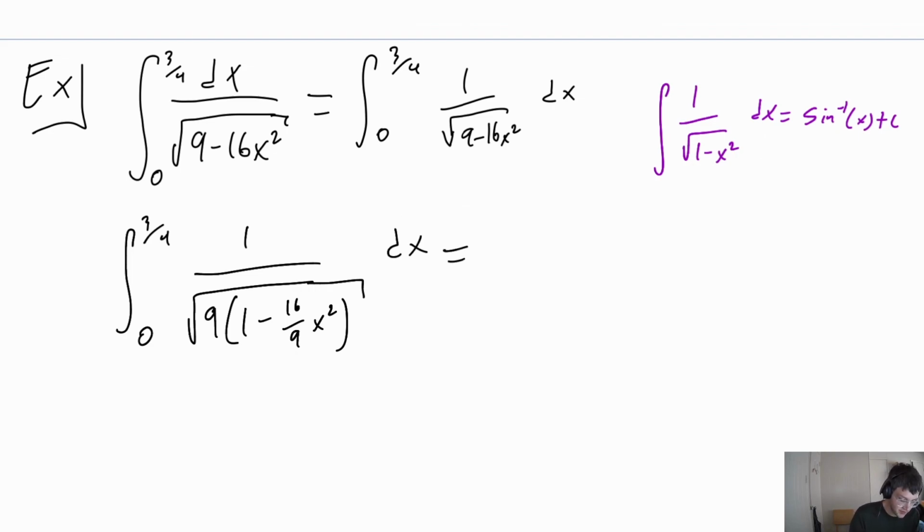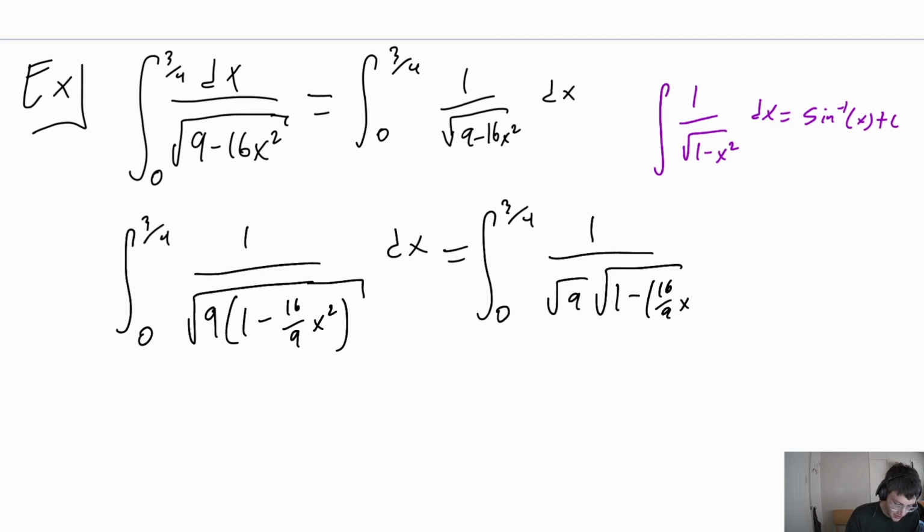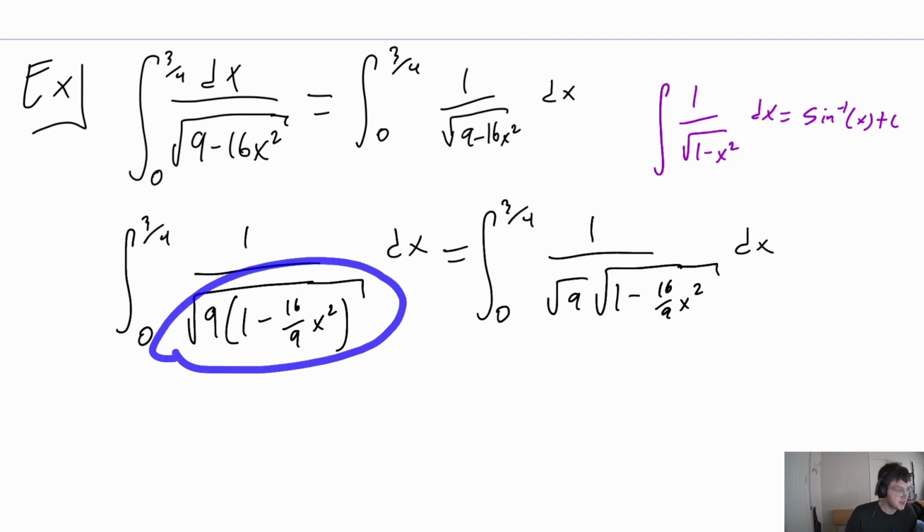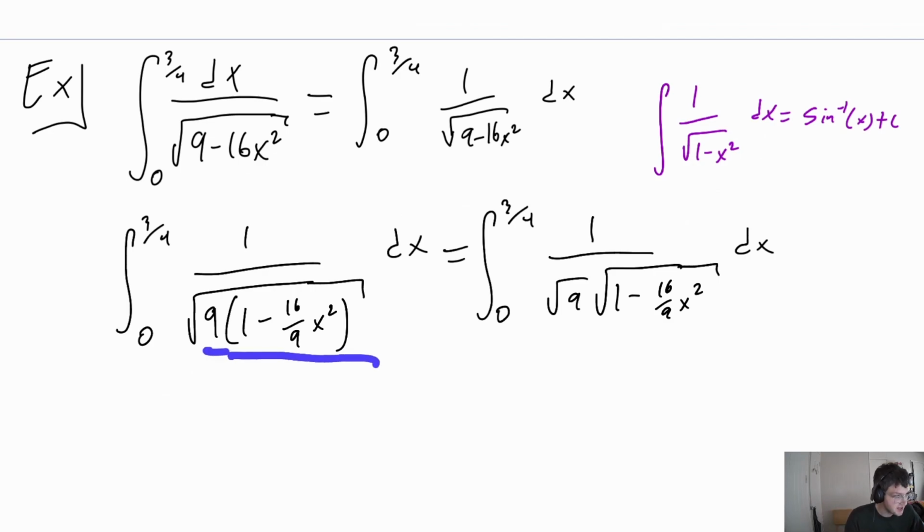Okay, so let's continue simplifying down here. This gives me the integral from 0 to 3/4 of 1 over square root 9 times square root 1 minus 16 over 9 x squared dx. What's nice about that, the reason I can do that, let me clarify, is that square roots break apart over multiplication and division. So the square root of 9 times something is the same as the square root of 9 times the square root of that thing. Okay, and I know the square root of 9 is 3, so I can do that.